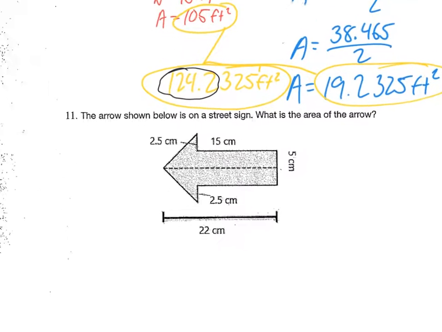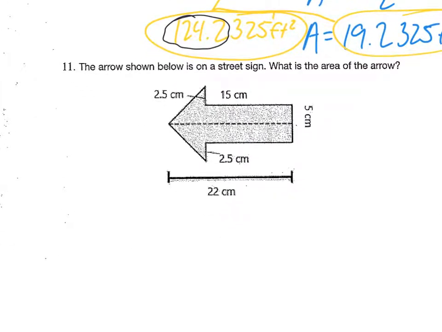All right, on to number 11. The area shown below is on a street sign. What is the area of the arrow? Let's start by breaking this into simpler shapes. So here's what I'm going to do. I'm going to kind of take care of this rectangle here on its own first because I think the rectangle is going to be a lot more simple to handle.